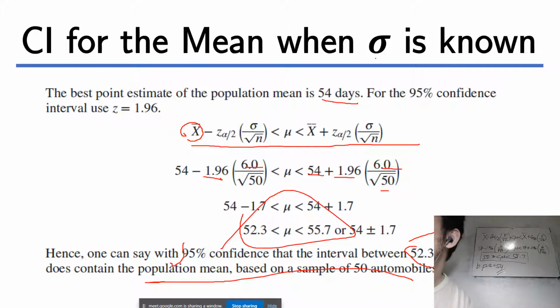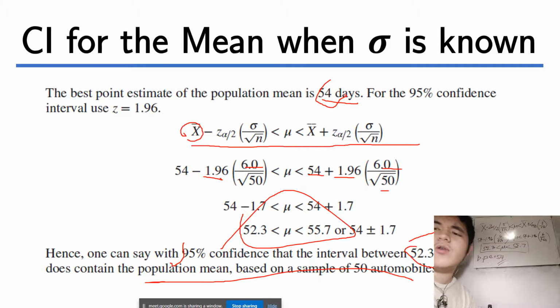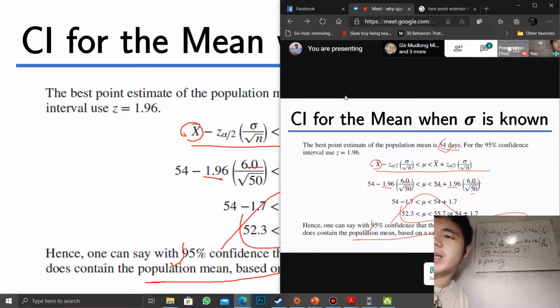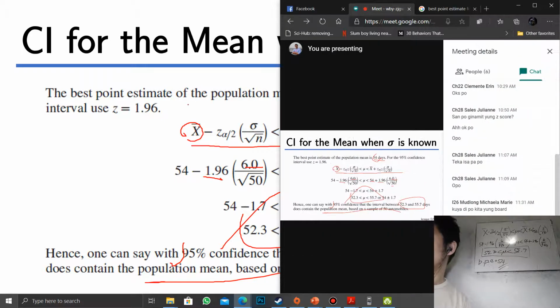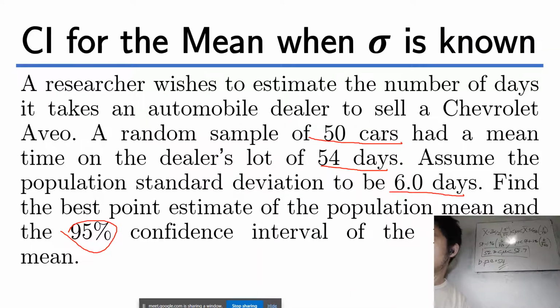Ano ulit yung interpretation nito? There is a 95% probability na this interval between 52.3 and 55.7 will contain the population mean, which is 54 days, based on a sample of 50 automobiles. No? Okay. Nakuha na yung process or yung formula. Saan po galing yung standard deviation na 6? Given sa problem. Given sa problem. Ayan, no? Population standard deviation to be 6 days. Ayan, no? Given. Okay?